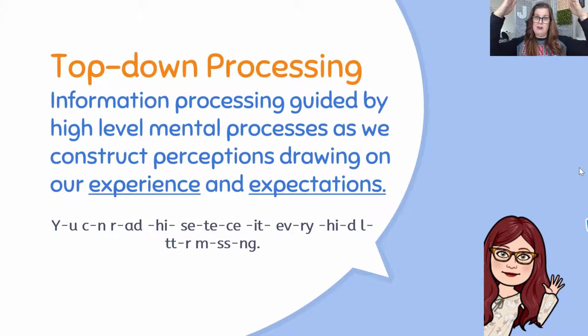On the flip side, top-down processing. If you're at the top, you're doing pretty well. You are maybe a little bit more mature. You have some experience. So top-down processing is where information processing is guided by higher level mental processes. You use those as you construct perceptions that draw on your experience and your expectations. And that's the key. Top-down processing is where you are using information that you already have.